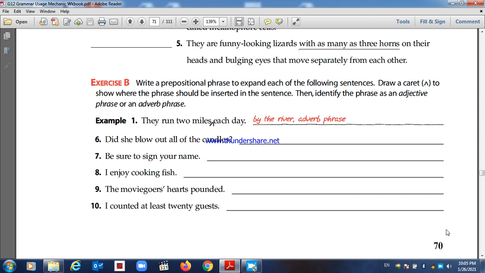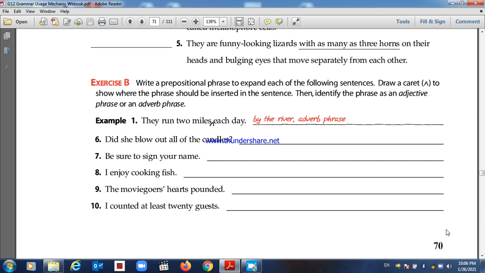They run 2 miles each day. Then he places here something like the comma. You are going to add by the river here. They run 2 miles by the river. And this prepositional phrase, here I'm modifying the verb run. Once I'm modifying the verb run, then what I write beside it is adverb phrase. Okay, number 6.